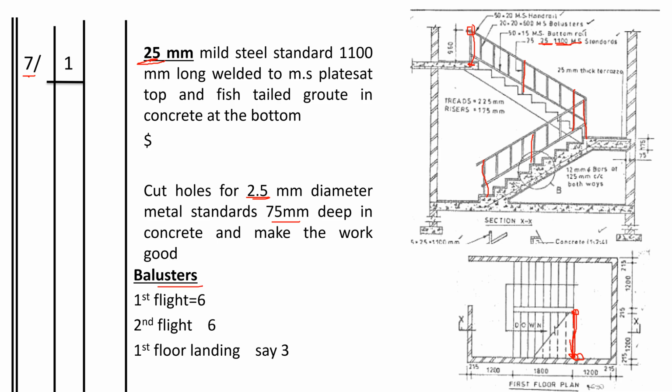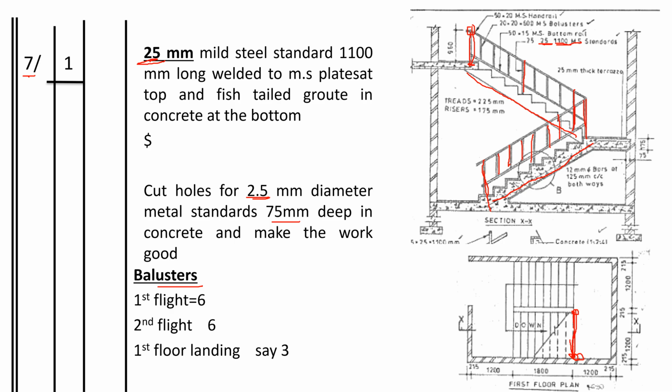Okay, we go to balusters now. The balusters, we shall just count the ones we are given, because we are not given the spacing. If we were given the spacing, we would take this length, divide by spacing, then take this length, divide by spacing, then subtract the standards here at the corners. But now we have not been given the spacing, so we'll just count the ones we can see. We have 1, 2, 3, 4, 5, 6 on the first flight.